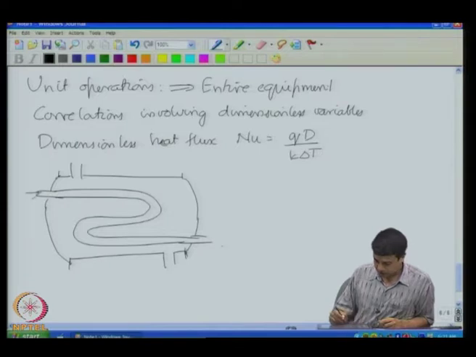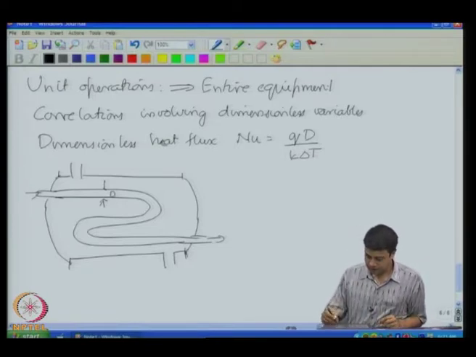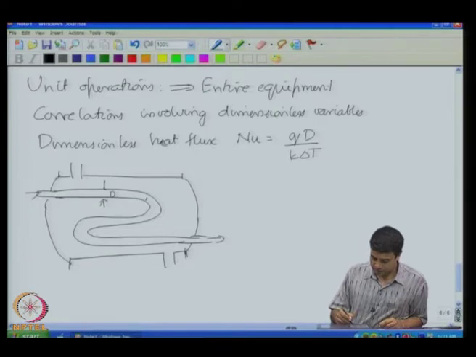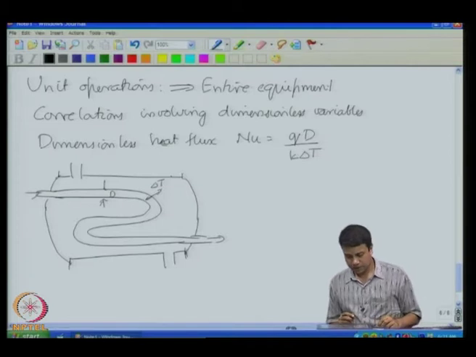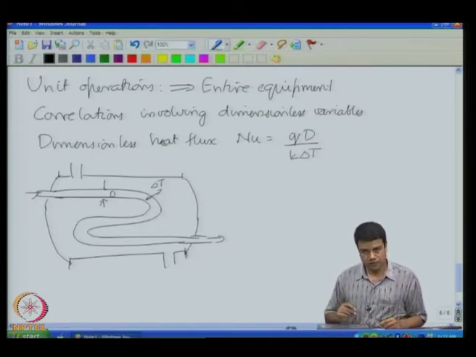I have fluid coming in, fluid going out. So, d is the diameter of the pipe, K is the thermal conductivity of the fluid. Delta T is the average difference in temperature between the shell and the tube side. So, you define this dimensionless heat flux, and this of course depends upon many things.